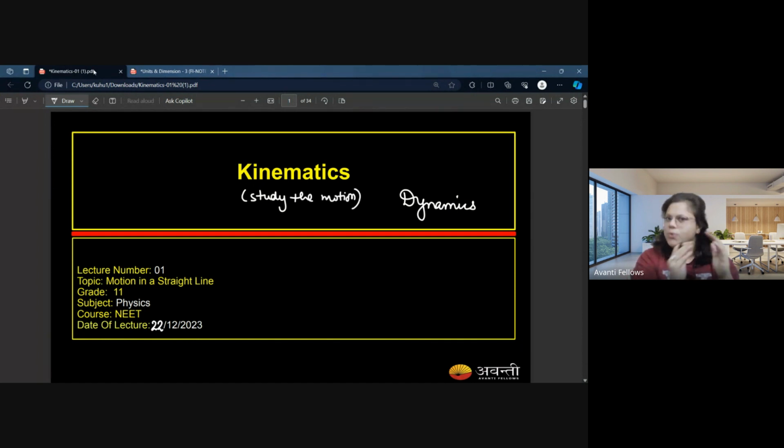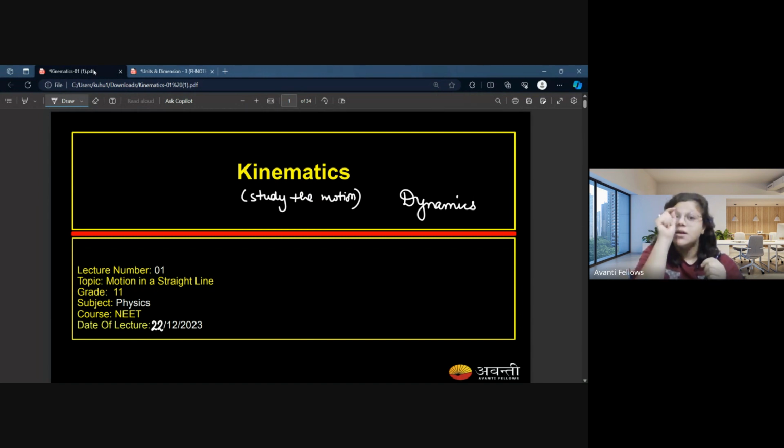We do not want to discuss why this body is in motion, how it started, or when it started. We are not interested in that. We just want to study the motion of that body. Okay, this is moving right now. How far can it go, how can we stop it? That kind of discussion is involved in kinematics.